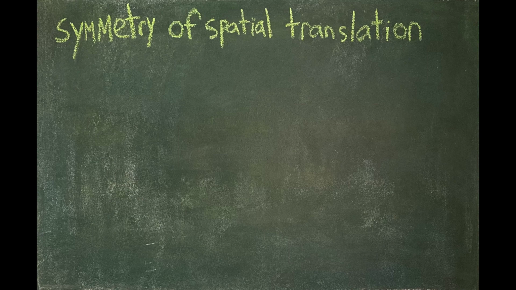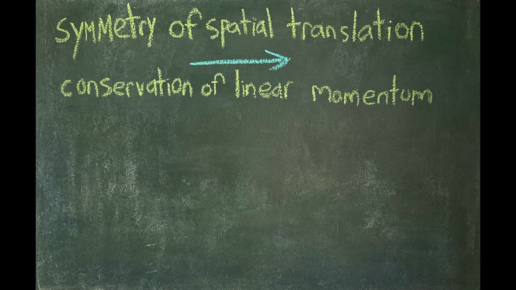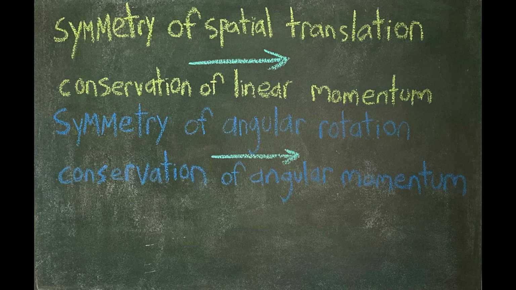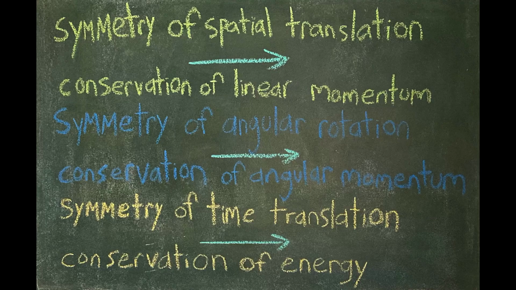For symmetry of spatial translation, there's conservation of linear momentum. If you add some number to the term in the equation representing position, the momentum does not change. Symmetry of angular rotation leads to conservation of angular momentum. Symmetry of time translation leads to conservation of energy.